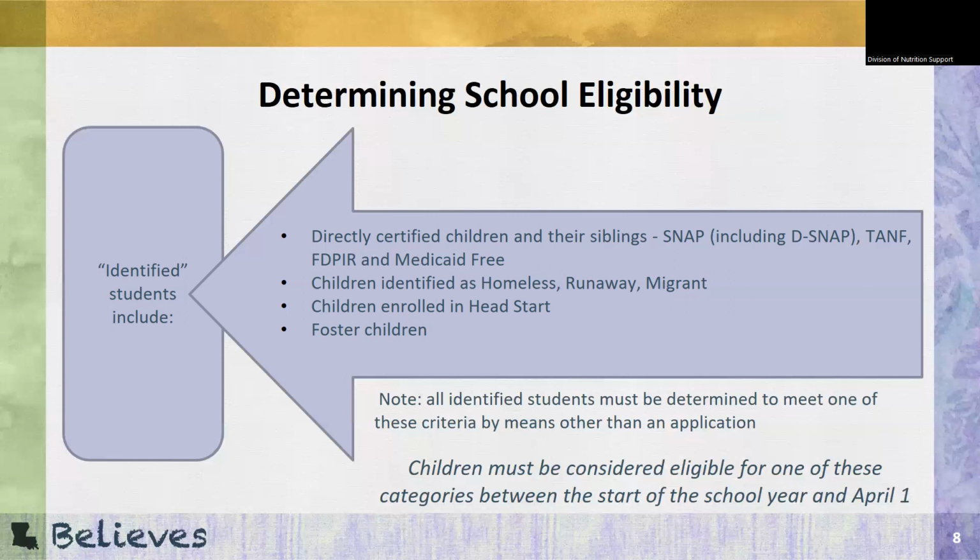including homeless, runaway, and migrant, children enrolled in a federally funded Head Start program or a comparable state-funded Head Start or pre-kindergarten program, foster children certified through means other than a household application. Please note that children must be considered eligible for one of these categories between the start of the school year and April 1st, keeping in mind that the file that comes out in April will be based on March data.